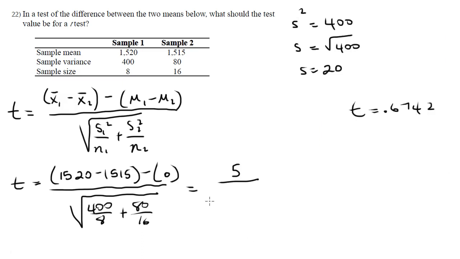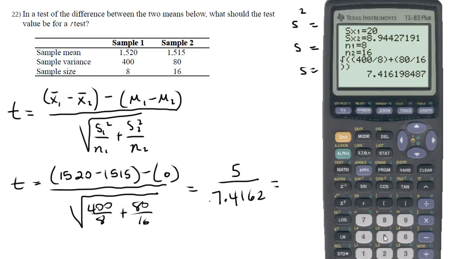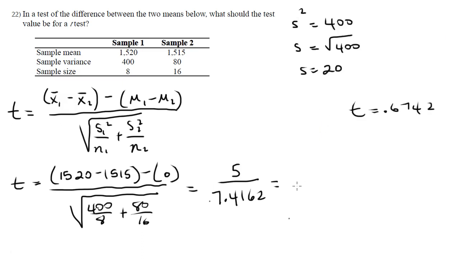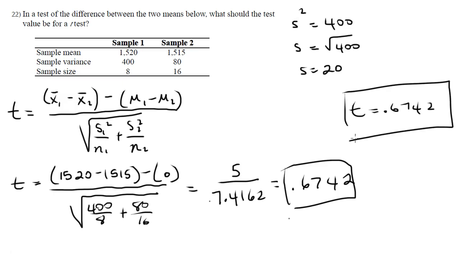7.4162. So let's do 5 divided by that. 7.4162. 0.6742. We get the same thing. Yeah. That's our t-value. You can get it with the calculator, or you can get it using the formula combined with the calculator.